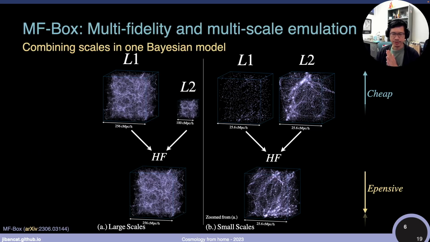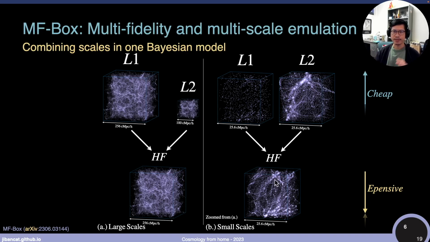Our attempt to address this question is a method called MFBox. It's a multi-fidelity plus multi-scale emulation scheme. We combine different scales into one Bayesian model. It's an extension of the idea of multi-fidelity, but we include the scale information. On the left-hand side, L1 is the large box and L2 is the small box, both low quality, paired with the high-quality large box simulations. On the right-hand side, you can see L1 lacks small scales and L2 has small scales. You combine the scale separation, paired with the high fidelity.